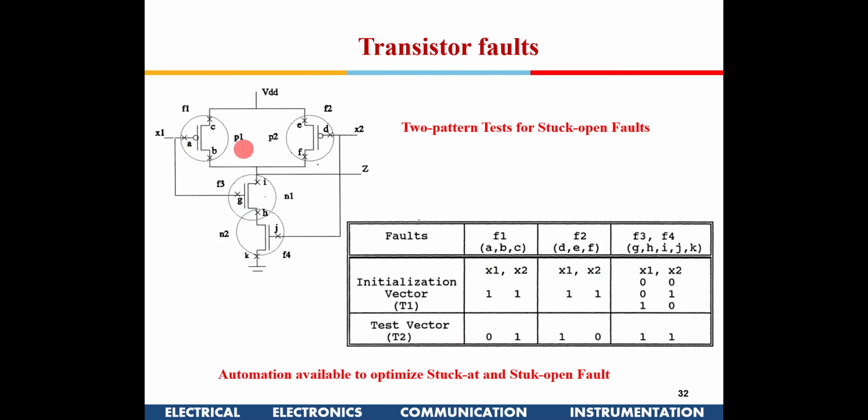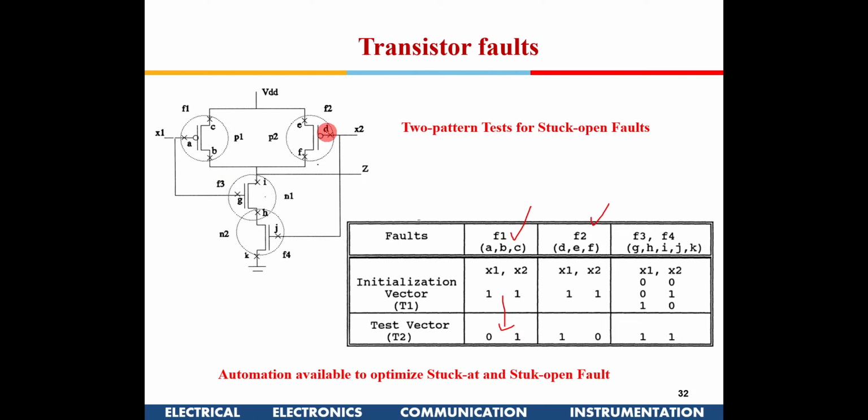So now this is one. You can verify this in your own spare time, right? So this is the stuck-at fault. This is the initial vector, test vector 1, test vector 2. As you move from this vector to this vector, this fault F1 can be detected.